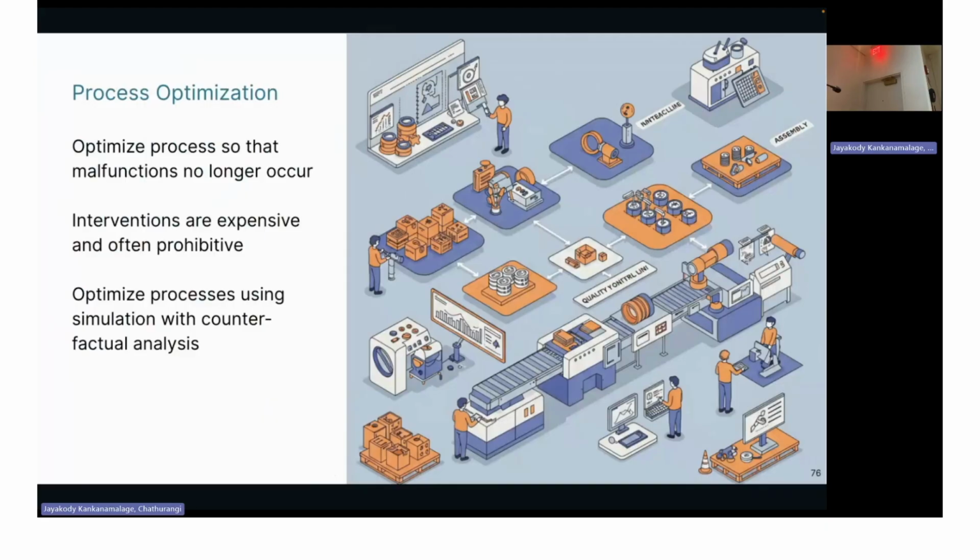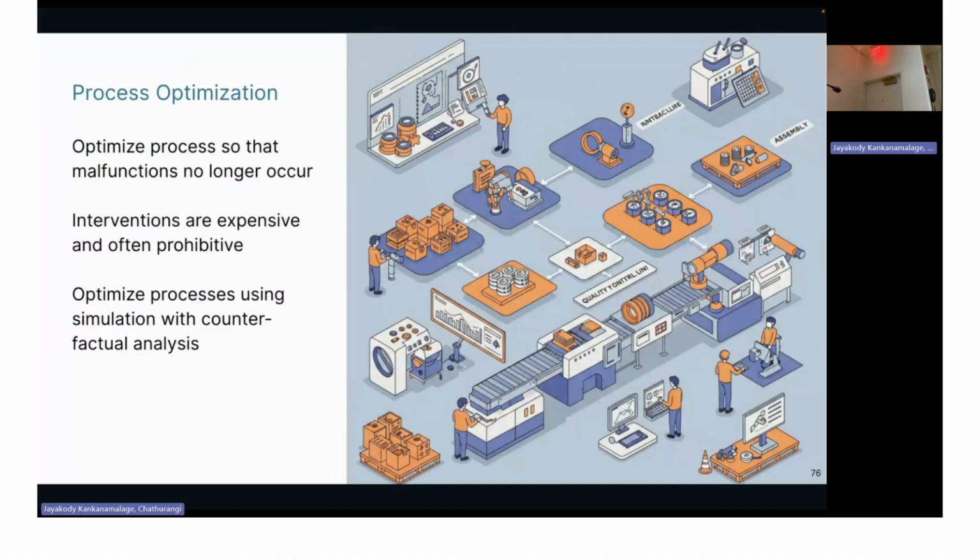Okay, so now that we know the root cause, we want to use that information to then optimize the process, right? And this is typically done through interventions. So you would go in, you would change some configuration, right? You would move one station, you would replace something, and then hopefully that would solve the problem. But in reality, this is actually very expensive. Like you can't just shut down a manufacturing process. It'll cost you millions of dollars per minute that it's shut down or something like that, right? So this actually doesn't happen in reality.